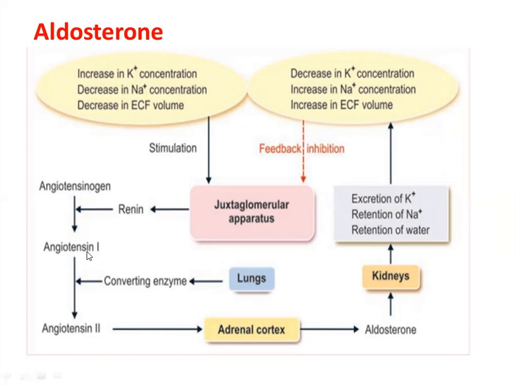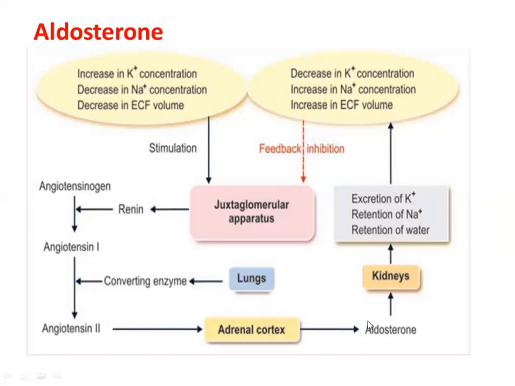angiotensin 1. The angiotensin 1 is converted to angiotensin 2 by the angiotensin converting enzyme in the lungs. Then this angiotensin 2 acts on the adrenal cortex, and the adrenal cortex releases the aldosterone hormone.